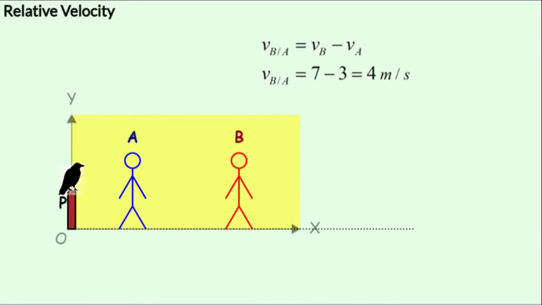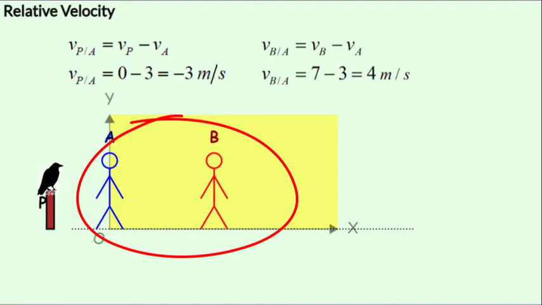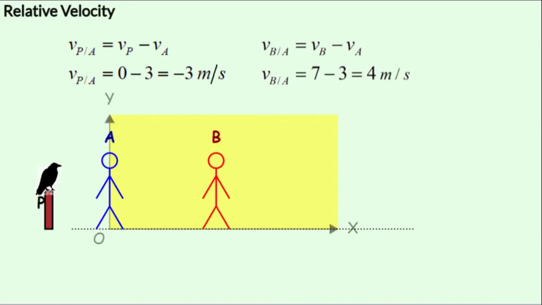Now let's try one thing. Let's actually step into the shoes of A and see how A sees both B and the pole. So we will have to fix the frame of reference to A. Now the frame of reference is fixed to A. So A considers himself to be at rest, and A sees B moving at 4 meters per second to the right, not 7 meters per second as seen by a person on the ground, but at 4 meters per second, and that is the meaning of VB with respect to A.